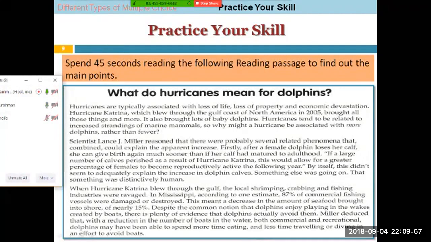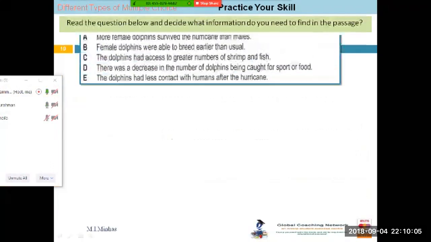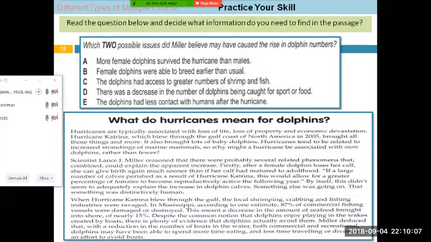Okay, guys, are you done? Okay. So now let's move forward and see which question is waiting for us. Read the questions below and decide what information you need to find in the passage. Which two possible issues did Miller believe may have caused the rise in dolphin numbers?